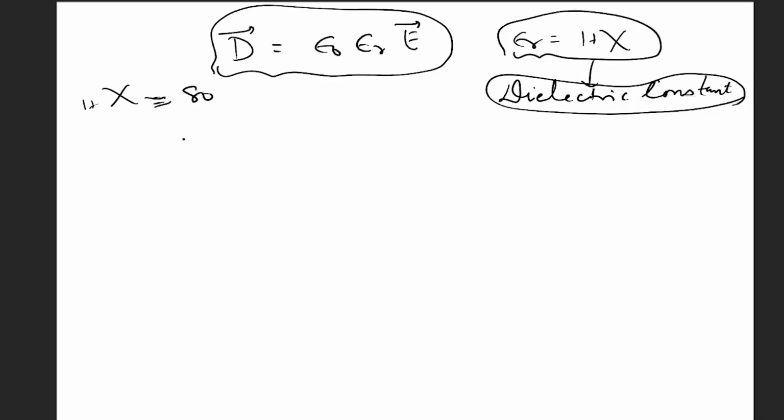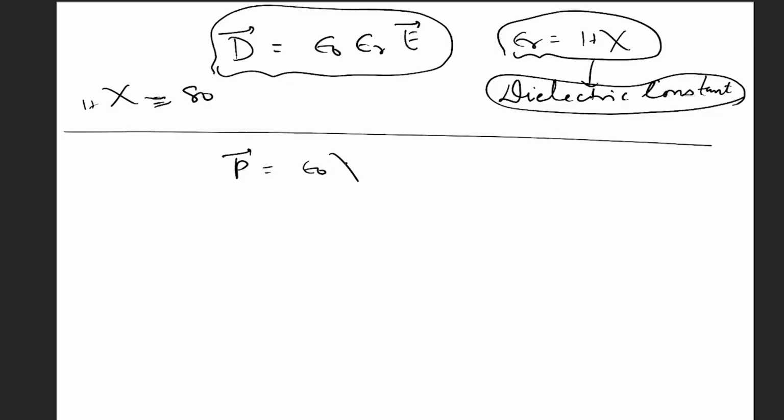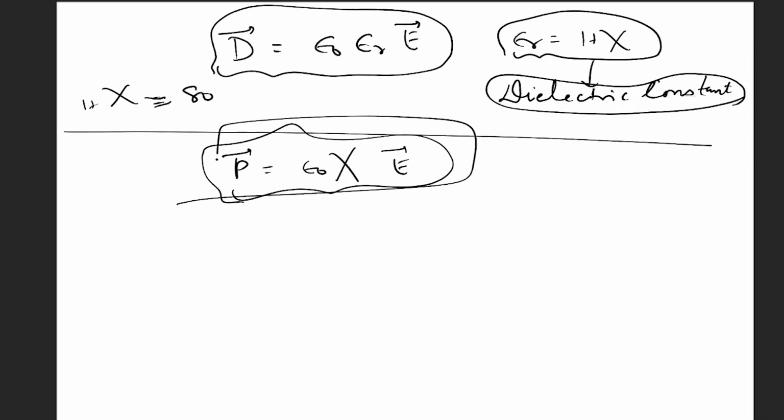Now here we have considered that this polarization is proportional to the applied field, the field in the dielectric. Now there may be a case when this proportionality is not there. So in that case, we say that the dielectric is not linear. When this proportionality holds, we call it a linear dielectric.